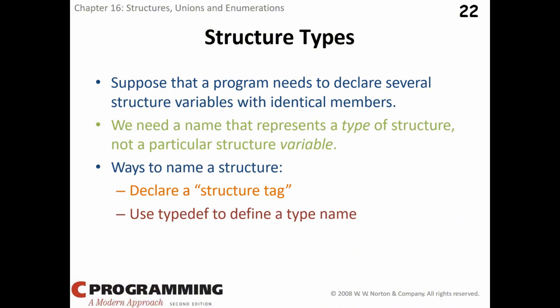In such cases, it's beneficial to have a name that represents a type of structure, not just a particular structure variable. There are two common ways to name a structure. The first one is to declare a structure tag. A structure tag is a name given to a structure type, and it's declared before the opening curly brace of the structure definition. The second one is to use typedef to define a type name. This keyword, typedef, allows us to create an alias for a data type, including structure types.